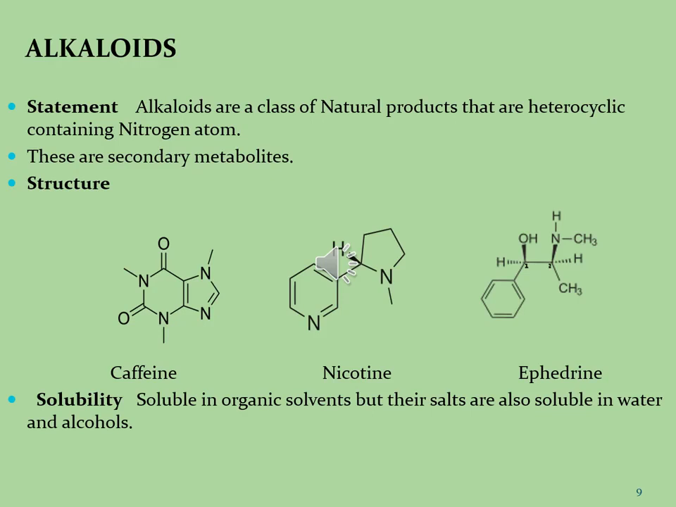When we see the structures of these molecules, you can see caffeine, which has 4 nitrogen atoms in the molecule. The 2 nitrogen atoms are present within the six-membered ring and 2 nitrogen atoms within the five-membered ring. In the second molecule, that is nicotine, 1 nitrogen atom is present in the aromatic ring and the other is present in the 5-member ring. The third molecule is ephedrine.